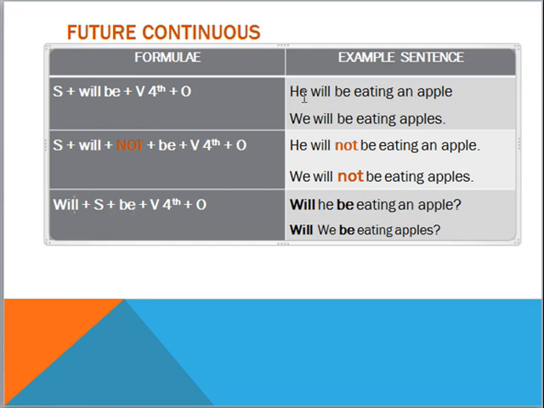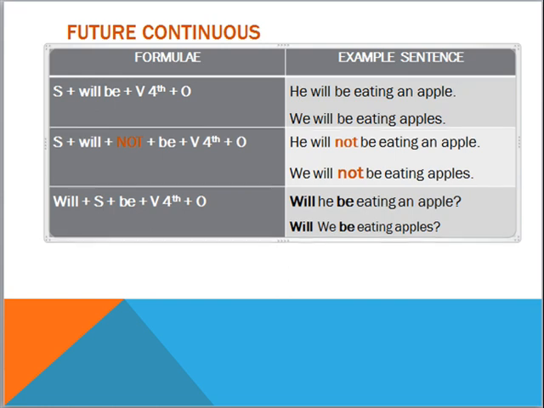So the example sentences are: he will be eating an apple. Next, we will be eating apples. In negative, we will not be eating an apple. And in negative, we will not be eating apples. In interrogative, will we be eating an apple or will we be eating apples? These are the interrogative sentences.